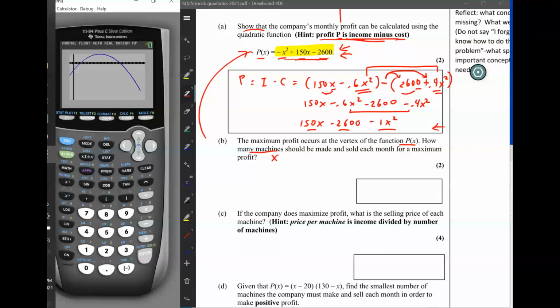Now remember, I want to find the vertex because the maximum profit occurs at the vertex of the function. So I'm going to do second calc maximum because it's the maximum profit. It's the vertex and it opens down. And first thing I'm going to do, I'm going to put the left bound to the left of the vertex. It's going to take a while to click this to the left of the vertex, so I could just put in a number, like 20 or something. But I think I'm okay.